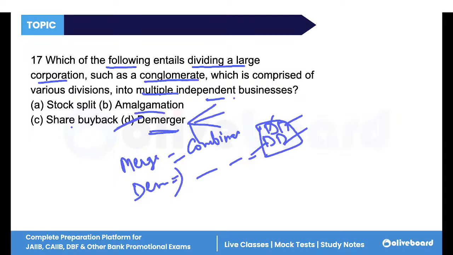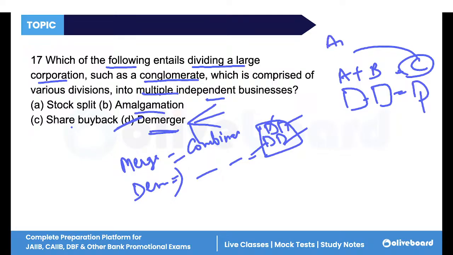Now, amalgamation is what? When two companies amalgamate to form an entirely new company. Company A and company B are together amalgamated to form a new company, known as company C. So this is amalgamation.